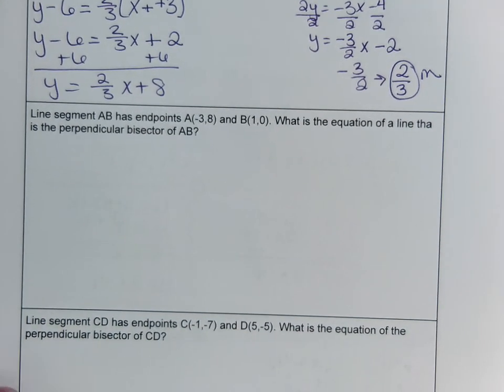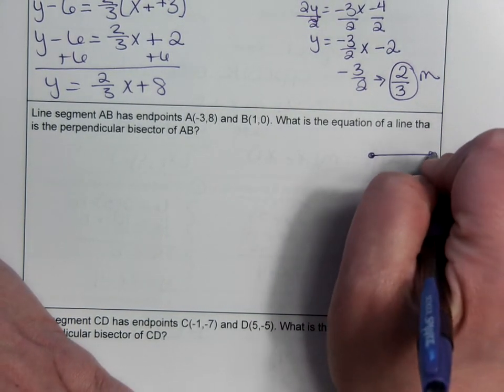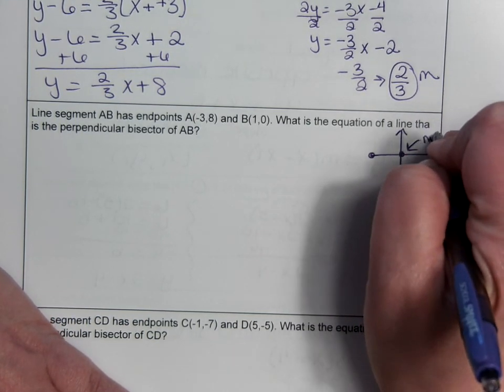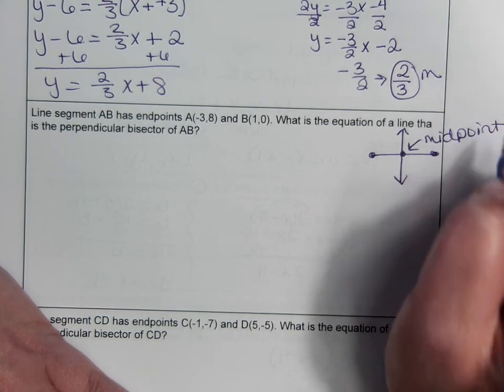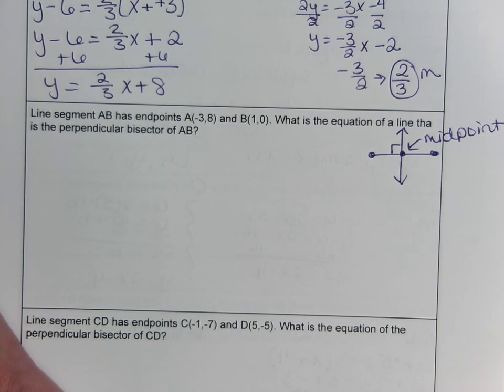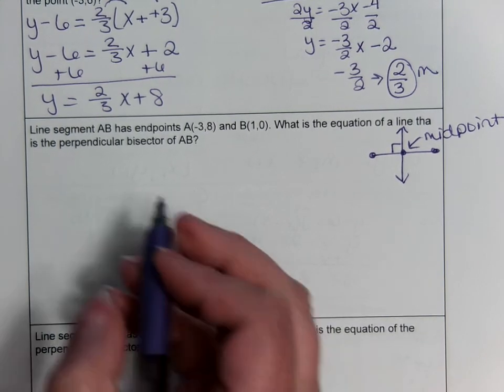So the last two, a little bit more work. We have line segment AB with endpoints A (-3, 8) and B (1, 0). What is the equation of a line that is the perpendicular bisector of AB? So remember, a perpendicular bisector is a line that crosses through the midpoint and is perpendicular, which makes a right angle. So the point that it's going to go through is the midpoint.